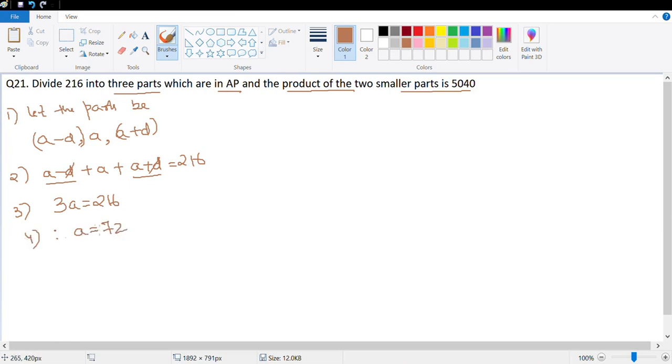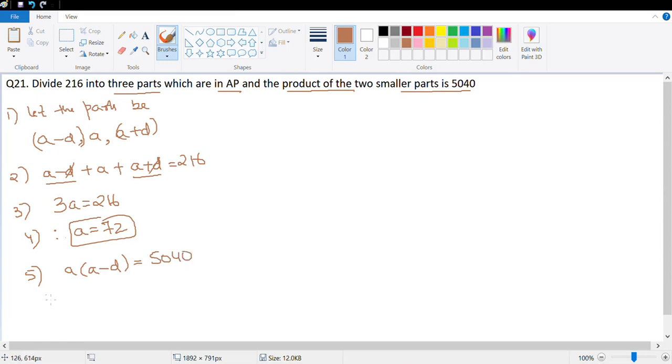Right. Now put a. We don't have the second equation. Let's first figure out what the second equation is. It says the product of the 2 smaller parts is 5040, which means a times a minus d is equal to 5040.